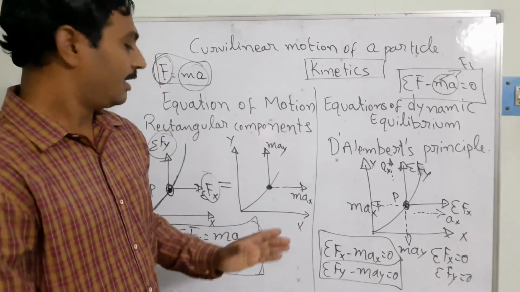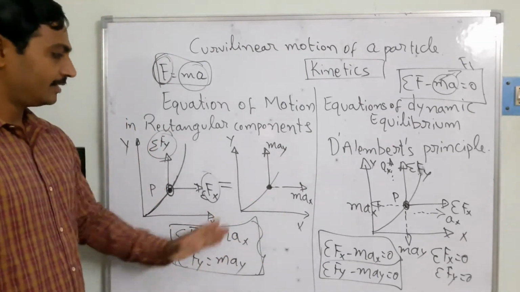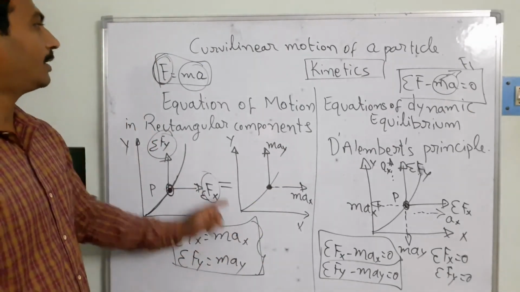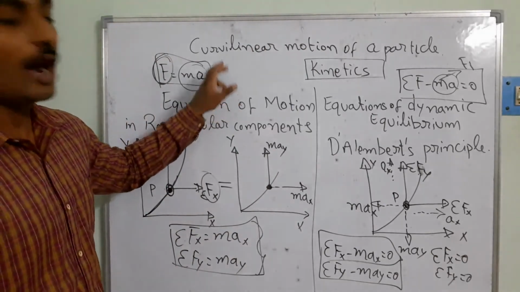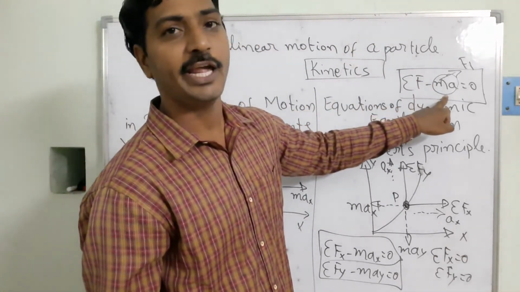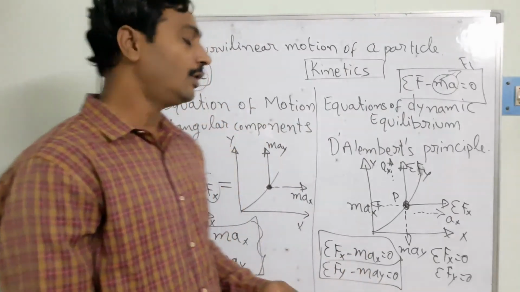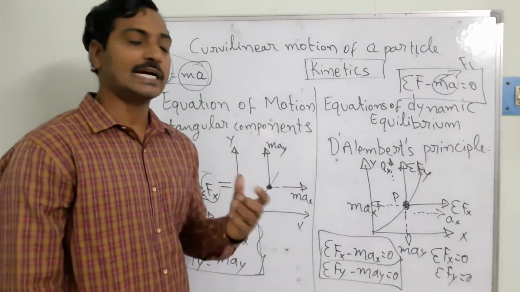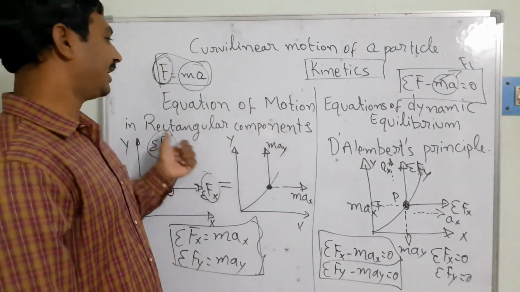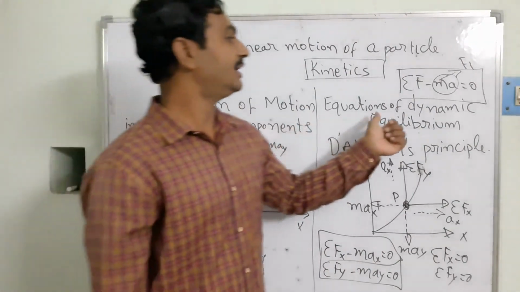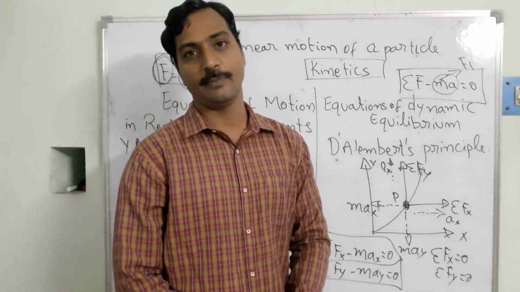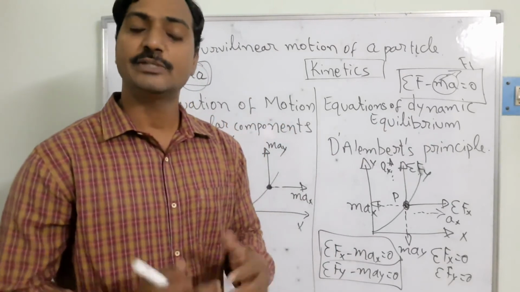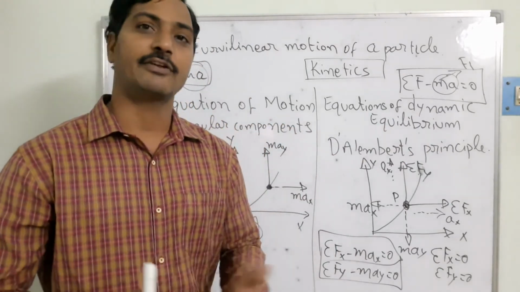In this case we have seen how we developed them by using Newton's second law and how we modify it using the inertia forces, right? So I hope you are able to understand the concepts of equation of motion for rectangular components and equations of dynamic equilibrium. If you feel any difficulty, please put it in the comment section so that I can reach you.